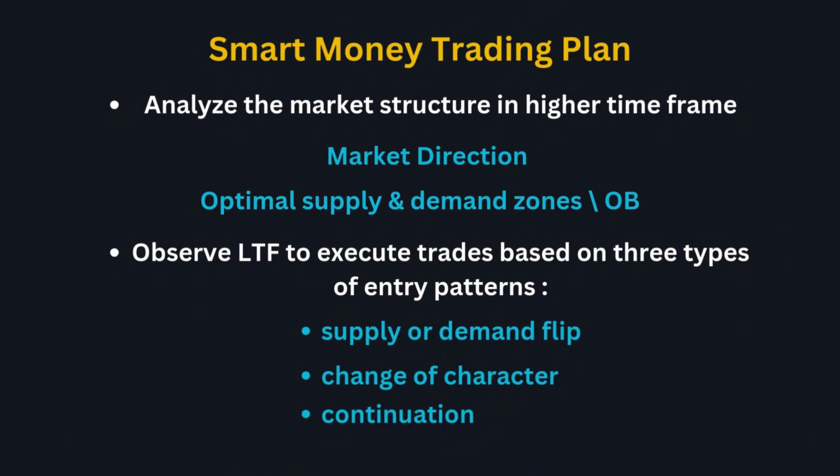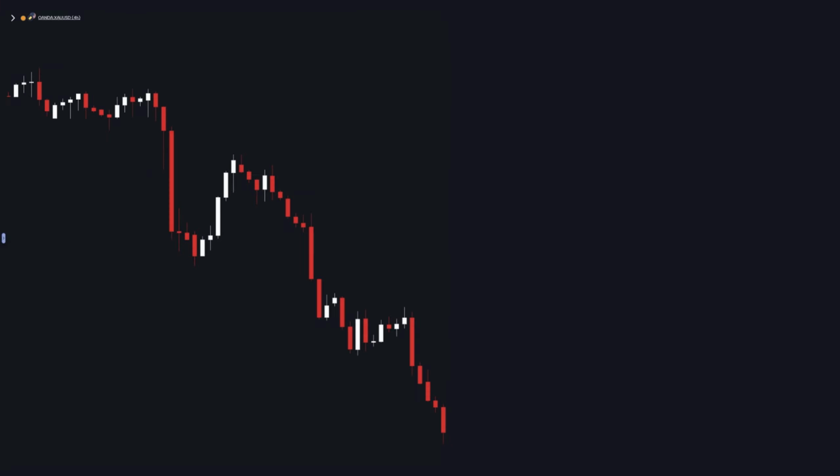Let's start from the first step, analyze the market structure and higher time frame. In this step, we will only look for the market direction and optimal supply and demand zones or order blocks. Now look at this gold chart. Here we can clearly see this break of structure to the downside that left inefficiency behind. So we have this order block here, and we can say that the supply is in control. And we will try to find short opportunities when price again taps into our highlighted order block.